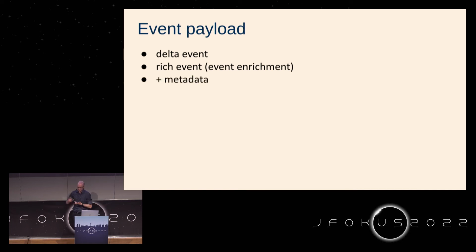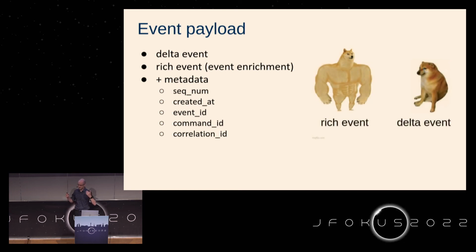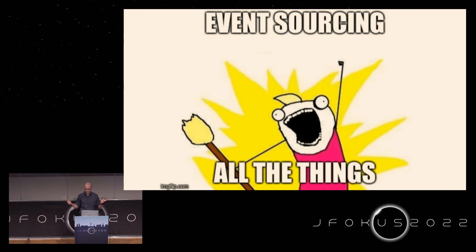Besides business data, most likely you will add some technical metadata like sequence number, creation timestamp, event ID for deduplication, let's say command ID that was the source of this event, and correlation ID if you want to spot the whole business process across many services. So now we know everything. We know what we want to implement, how, where to store events, how to store them, how to compose event payloads. So let's implement some event sourcing in our ecosystem.